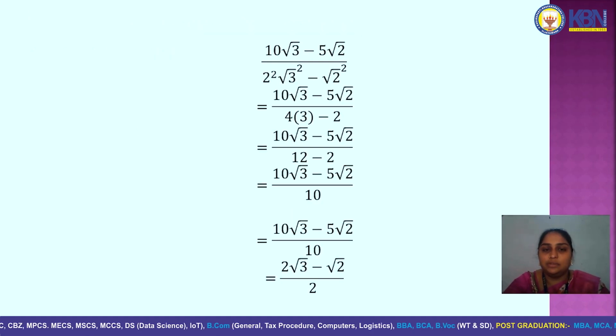After solving this, we get 10 into root 3 minus 5 into root 2 by, here in place of a we have (2 root 3) whole square, that is 2 square into root 3 square, minus (root 2) whole square. The numerator remains the same. In the denominator, 2 square means 4. Square root of 3 whole square, the square root and the square get cancelled, then we get 3.